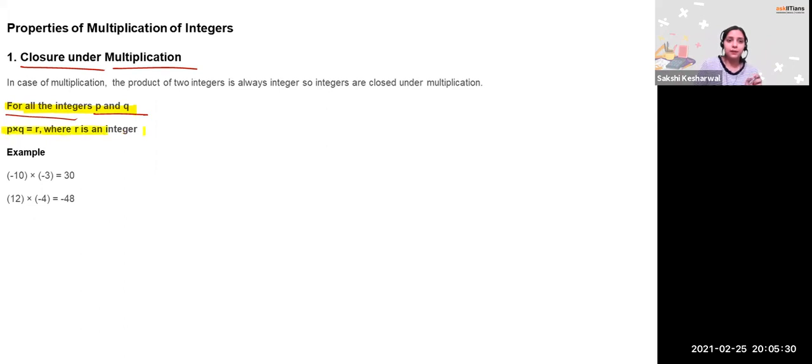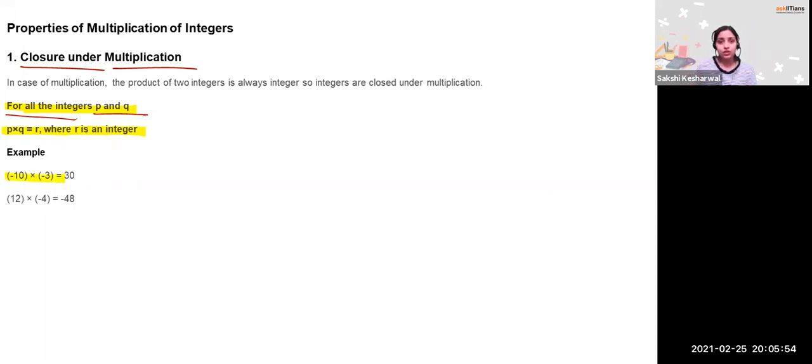If P into Q is R, where R is an integer, and it's true for all, we can say that integers are closed under what? Multiplication, right? And integers are closed under addition and closed under subtraction, right? So in the closure property we have learned about three things. Addition, yes. Subtraction, yes. Multiplication, yes. Now, what are the examples we write down?